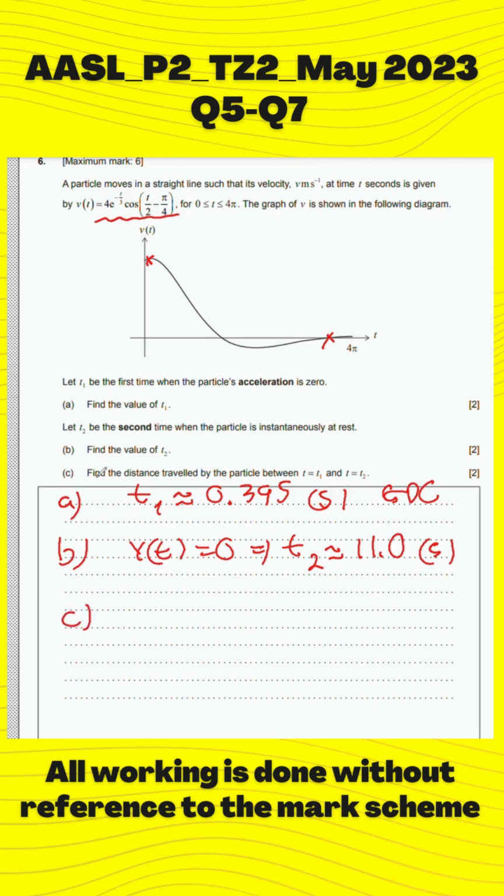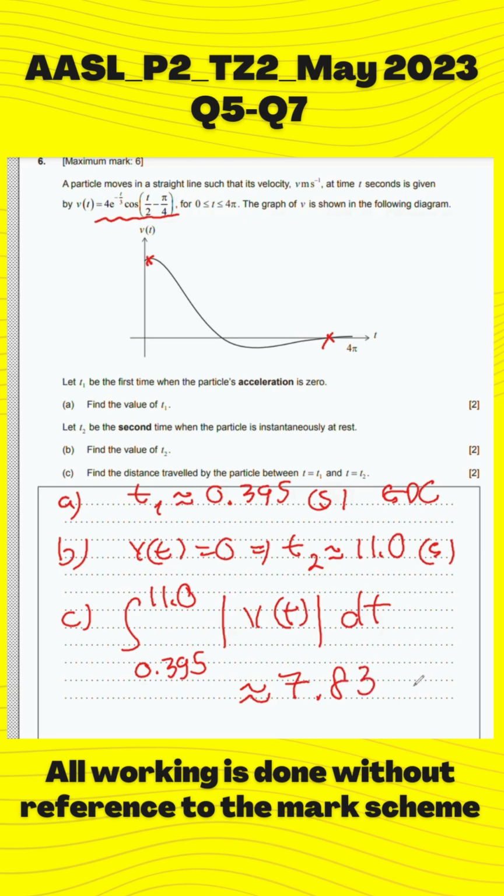C, find the distance traveled from t1 to t2. It will be the integration from 0.395 to 11.0 of the absolute value of the velocity, dt. We have nearly 7.83 meters.